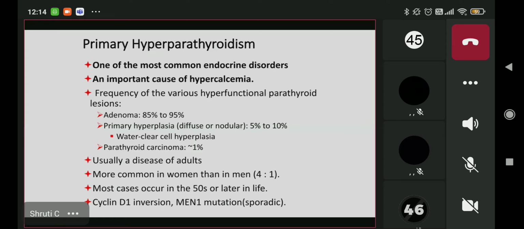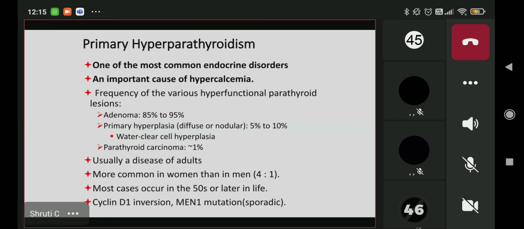And finally, there is parathyroid carcinoma, which is a very rare cause, 1% of cases. Usually it occurs in adults, more commonly in females, 4:1 ratio. And the most common mutations are cyclin D1 inversion and MEN1 sporadic type.